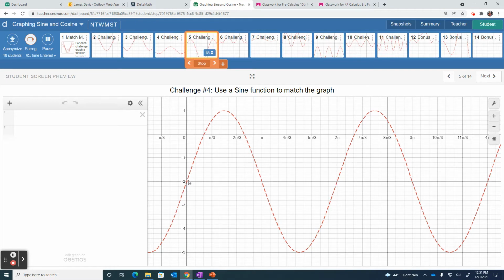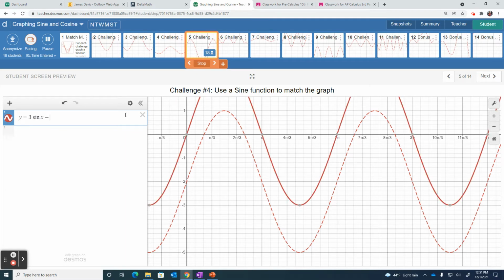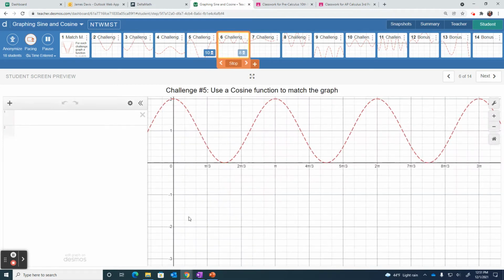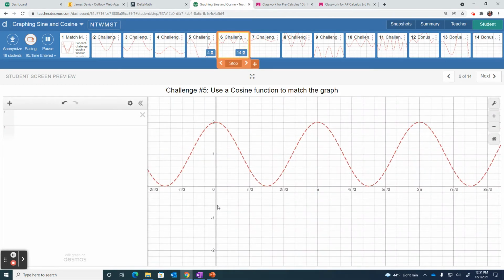This one, the midline shifted down 2. And the amplitude from the midline is 1, 2, 3. So it's down 2, and then it's stretched, or the amplitude is 3. And then we still have the down 2. Okay. Give this one a shot.